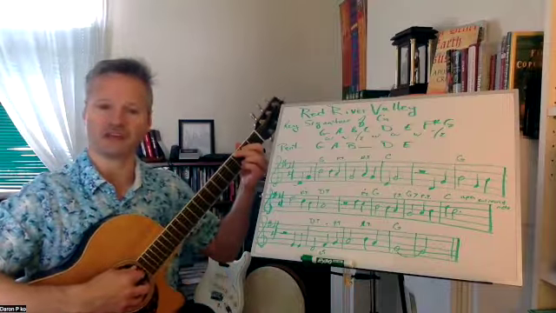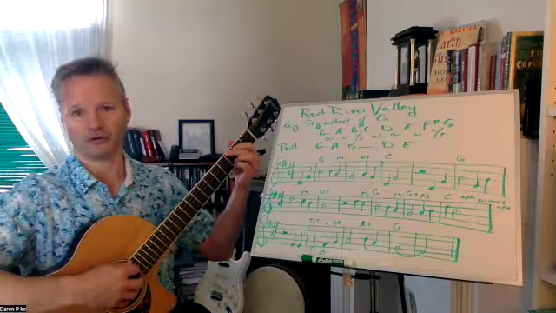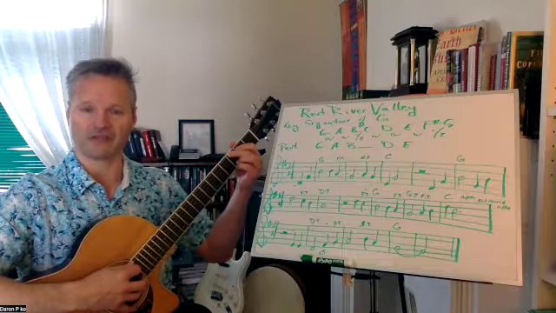Here's the Ionian scale, the major scale in G, with the whole, whole, half, whole, whole, whole, half pattern, with the F sharp note.